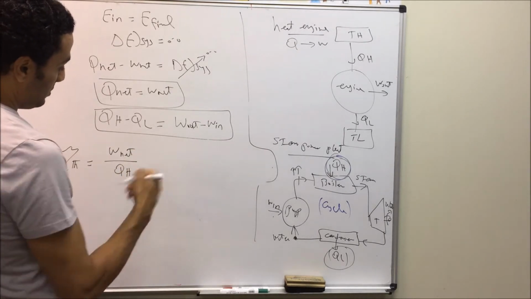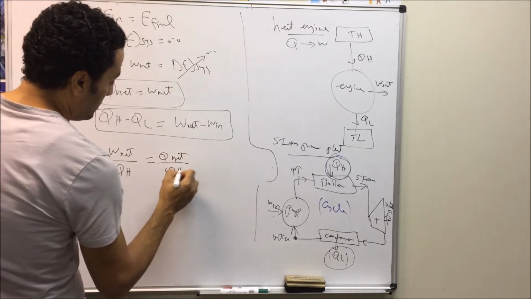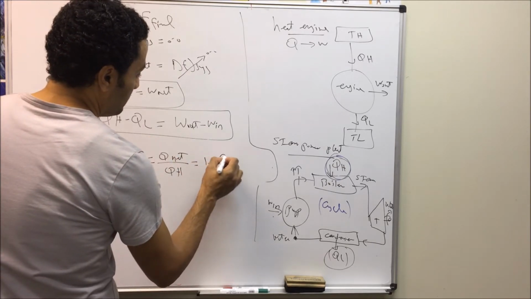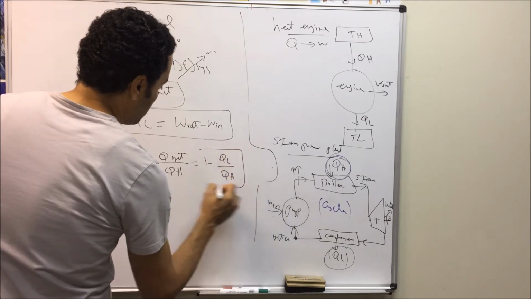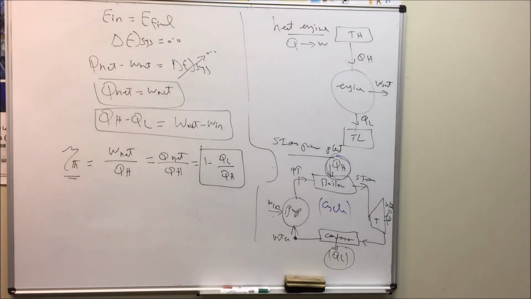As we said, work net is the same as Q net, divided by Q high. Q net is equal to Q high minus Q low. So this efficiency will equal 1 minus Q low divided by Q high. And this is the efficiency, or the thermal efficiency, of a heat engine.